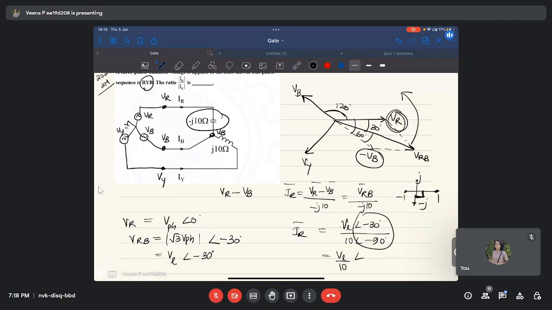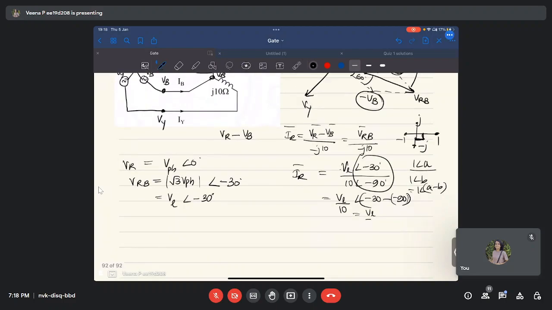Division of two angles will be subtraction. Say one angle A by one angle B is one angle A minus B. So this is VL by 10 angle minus 30 minus of minus 90, which is VL by 10 angle 60 degree. So your IR vector is VL by 10 angle 60 degree.